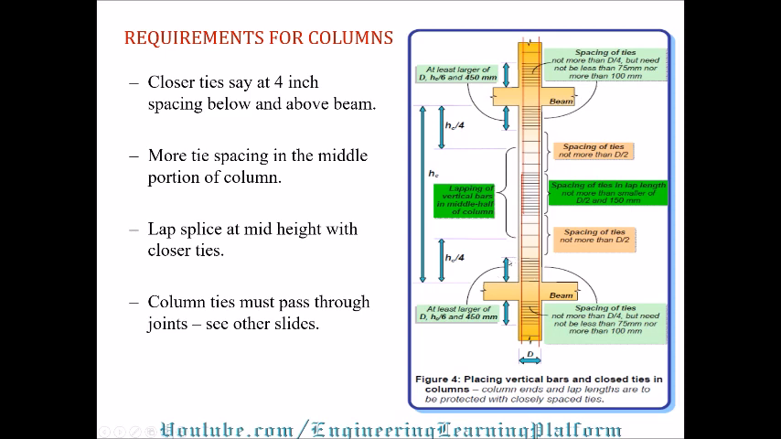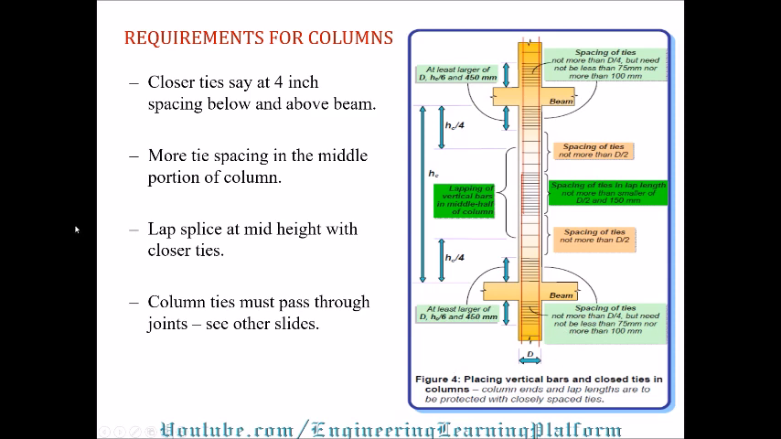And similarly, for the bottom, the criteria is the same as the top criteria. Spacing of ties not more than D by 4. D is this distance I mentioned again, but need not be less than 75 mm nor more than 100 millimeters. Spacing of ties not more than D by 2, and similarly for the bottom part.